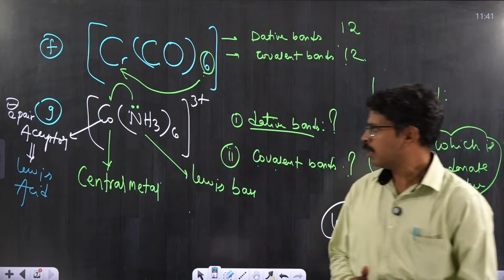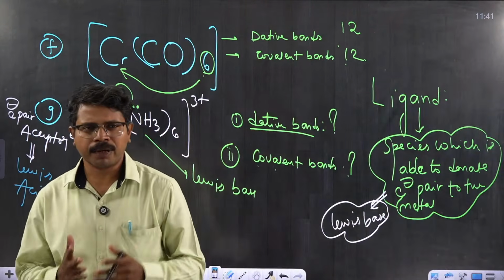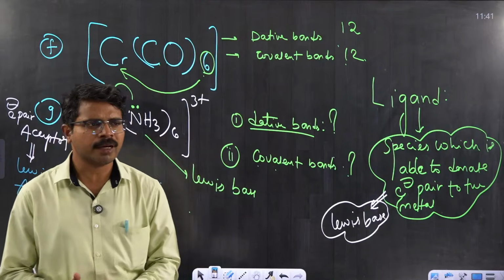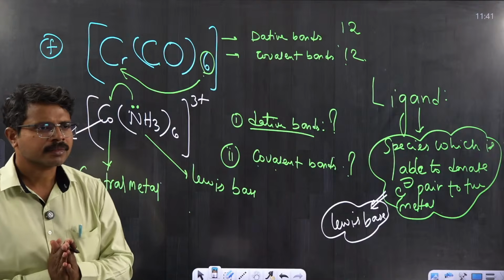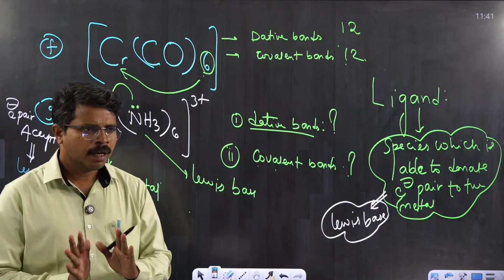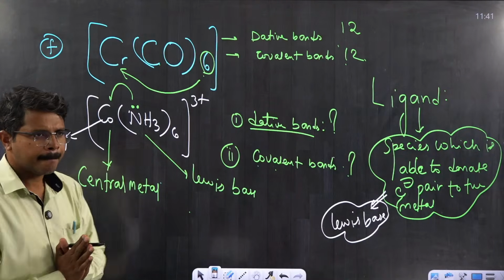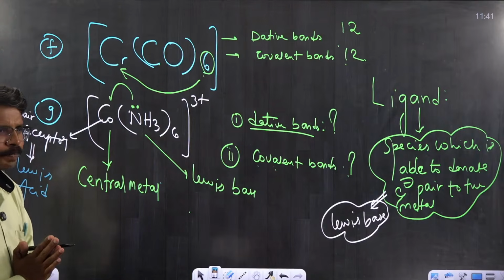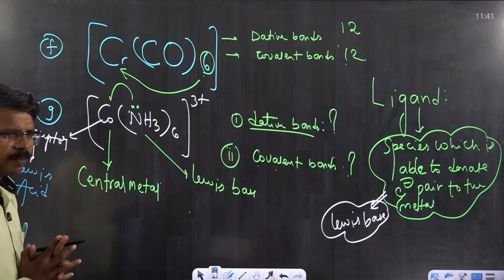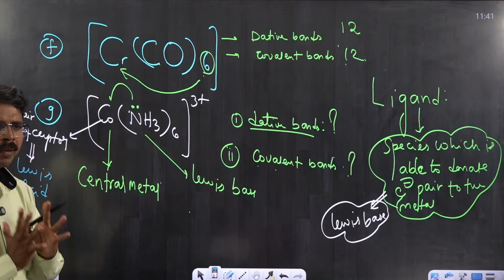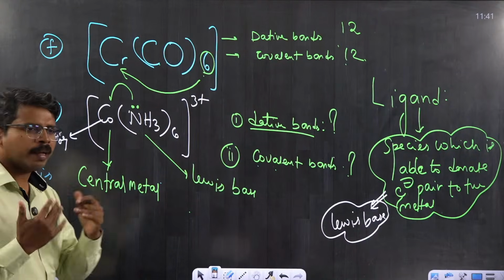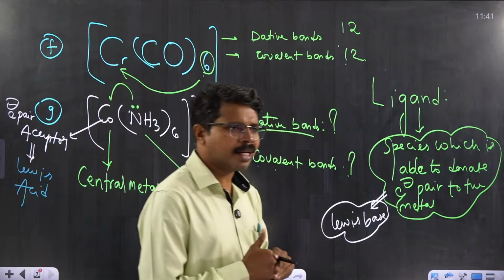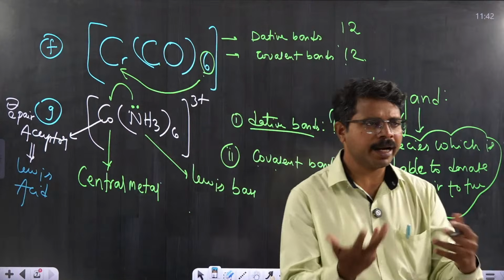I think you are able to count the total number of dative bonds and the total number of covalent bonds. Fine. Okay. Clear? Have you got these points? Are you able to count the total number of dative bonds and covalent bonds? Will you be able to differentiate between the total number of dative bonds and covalent bonds?